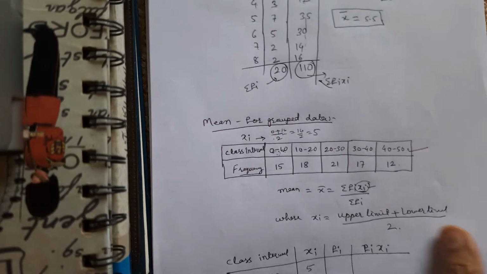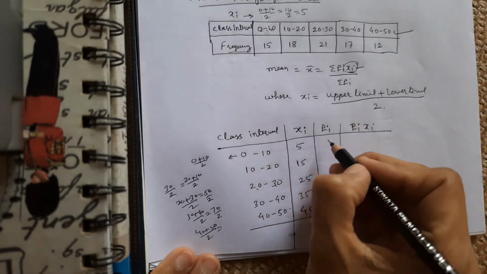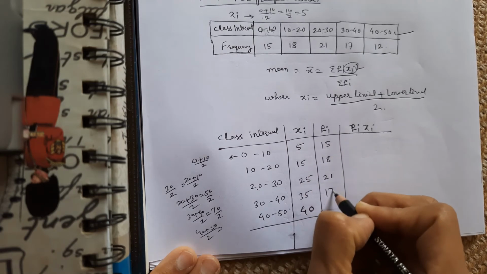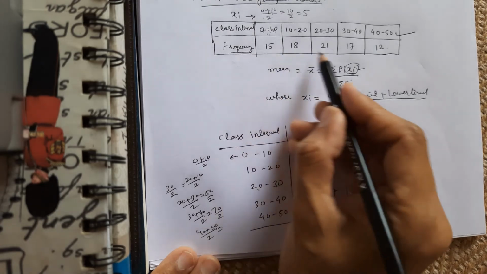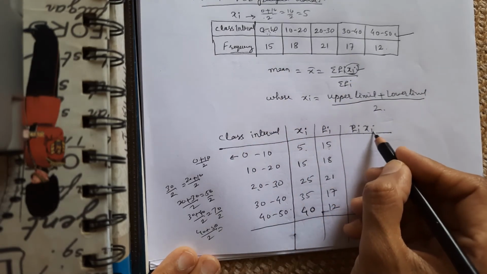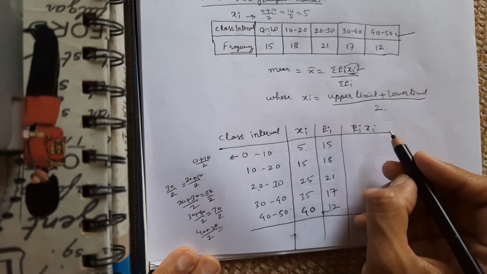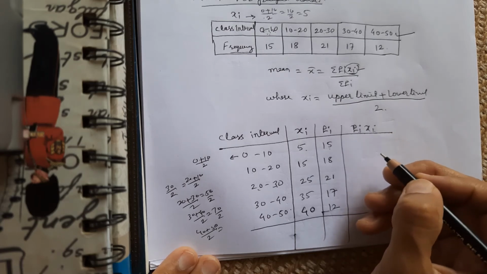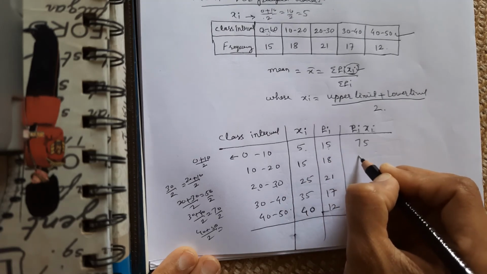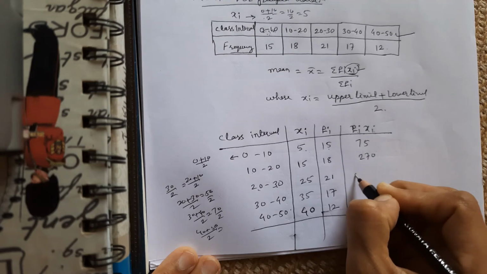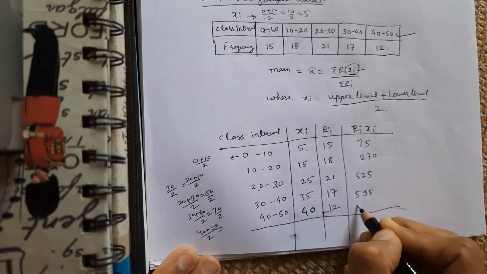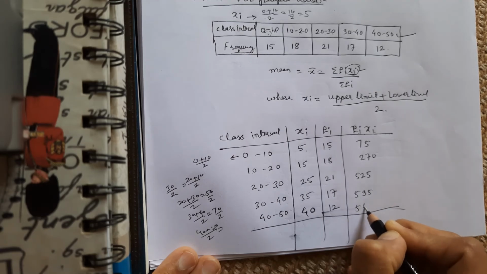Now you have xi, fi is given here. I am writing 15, 18, 21, 17, 12. Okay, so I write here. Now multiply these two and you will get fi into xi. So fi into xi, what I will get is 75, 270, 525, 595, and the last value is 540.